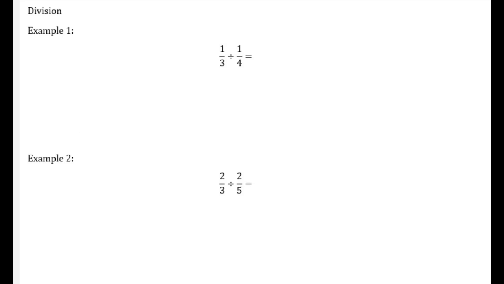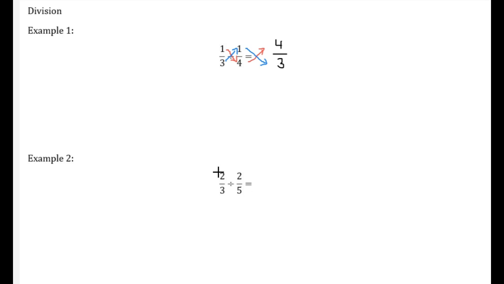Now we're going to have some division. For the division, you can do it like this, kind of multiplying in an X. So you go like this: 1 times 4, and then you just go up. So 1 times 4 becomes 4. And for the 3 times 1, you just go across, and 3 times 1 becomes 3. So we get 4/3.